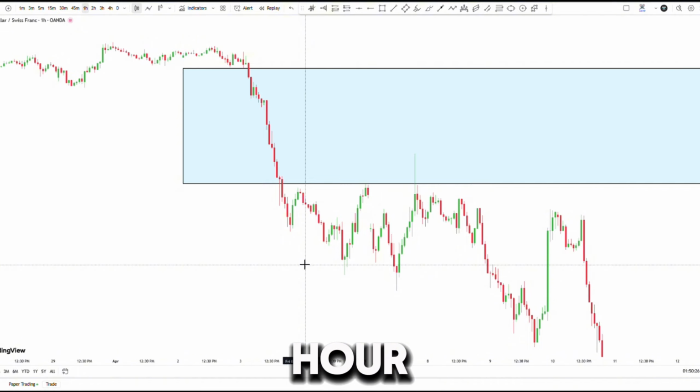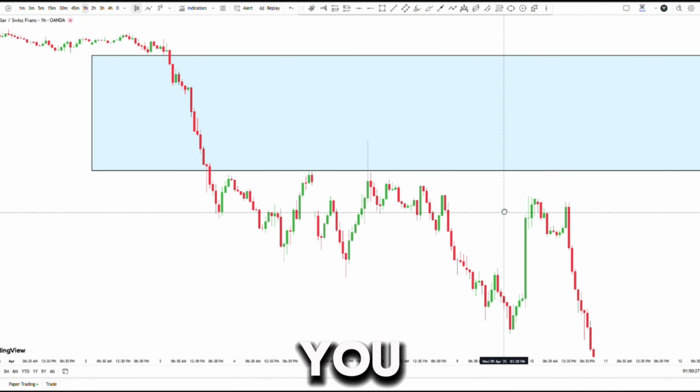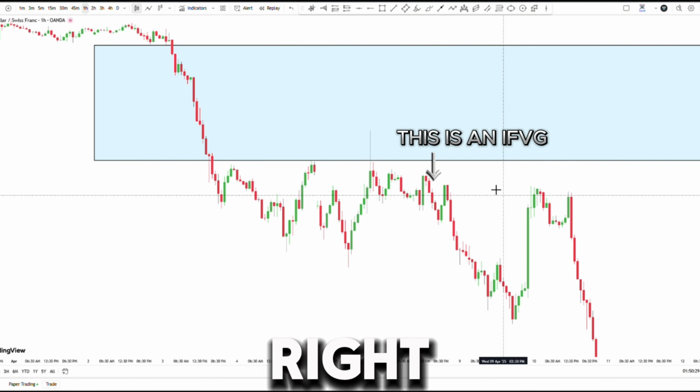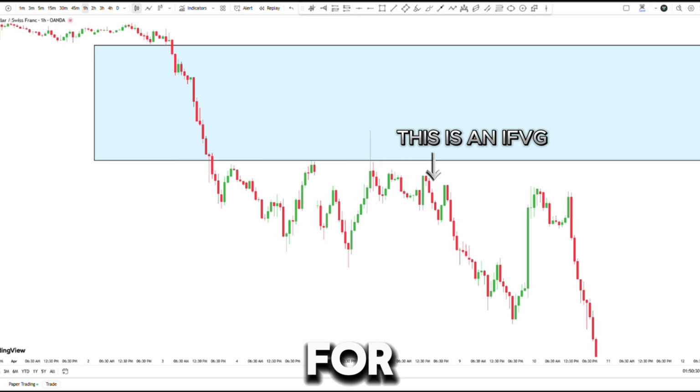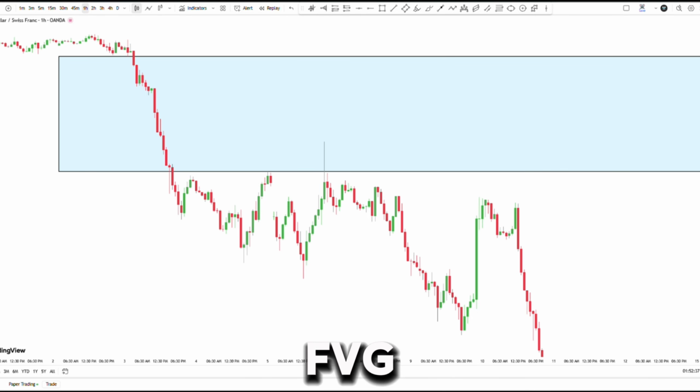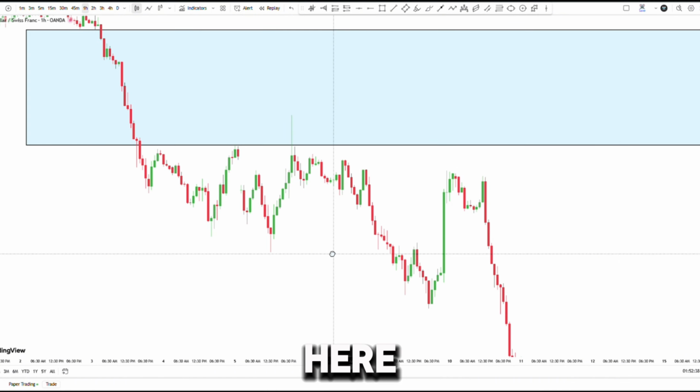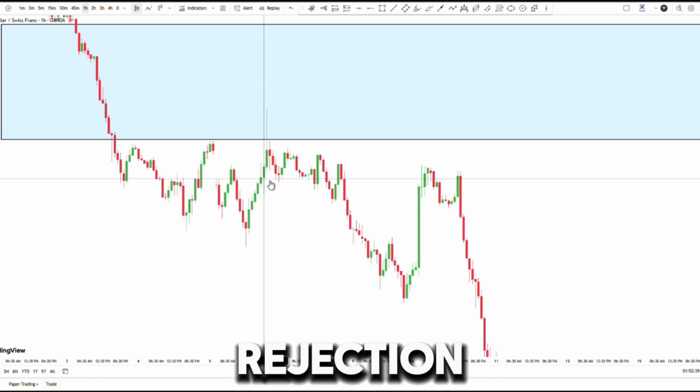We're going to the 1 hour time frame. And if you look closely, there's an FVG right after the FVG. For now, let's talk about our bearish FVG setup. Here you can see we have gotten a strong rejection candle.